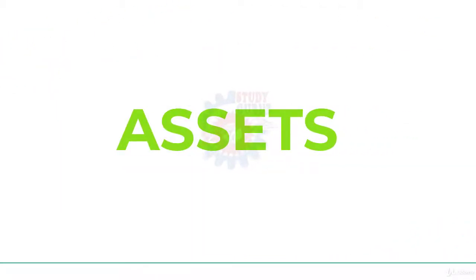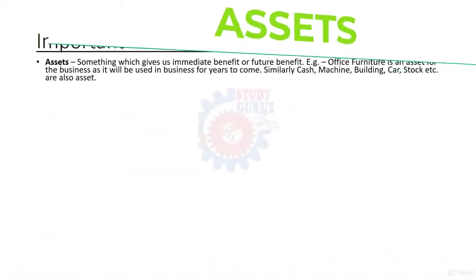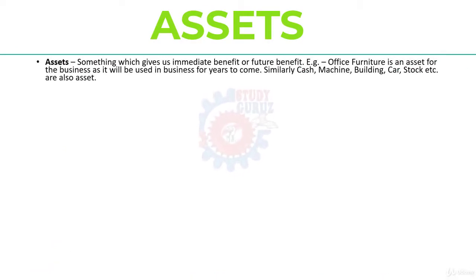Now, what is an asset? An asset is something that gives the business some immediate benefit or benefit in future over a series of years. For example, a car, if used for business purposes, is a benefit to the business. So, a car is an asset for the business. Similarly, a building, which is used for operating the business, is a benefit to the business. Hence, it is an asset too.